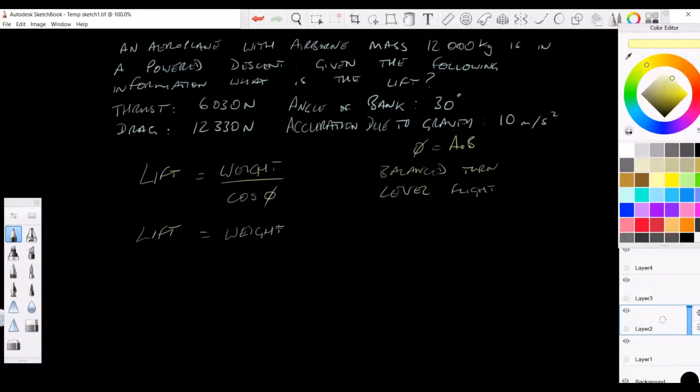But for a climb or descent, we slightly reduce the lift. For the most part you need to know that the lift is slightly less than the weight in the climb or descent, but only slightly, and often we approximate to lift equals weight. The factor between them is multiplying by cos of gamma, where gamma equals the angle of climb or descent.